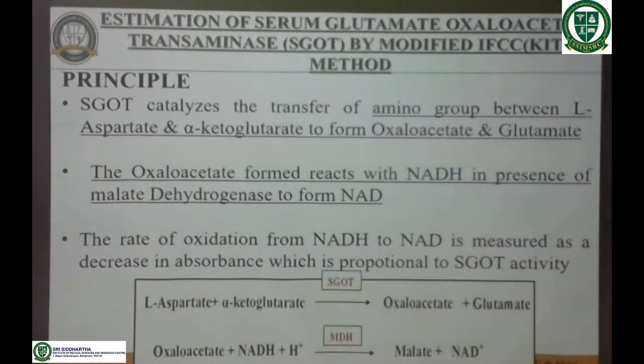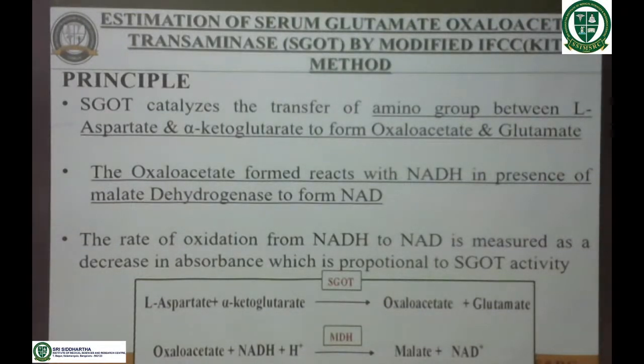The principle behind this experiment is the same as a transamination reaction. Here the SGOT catalyzes the transfer of an amino group from L-aspartate to alpha-ketoglutarate to form oxaloacetate and glutamate, as you can see in the reaction. This transfer happens in the presence of the enzyme serum glutamate oxaloacetate transaminase, forming oxaloacetate and glutamate.